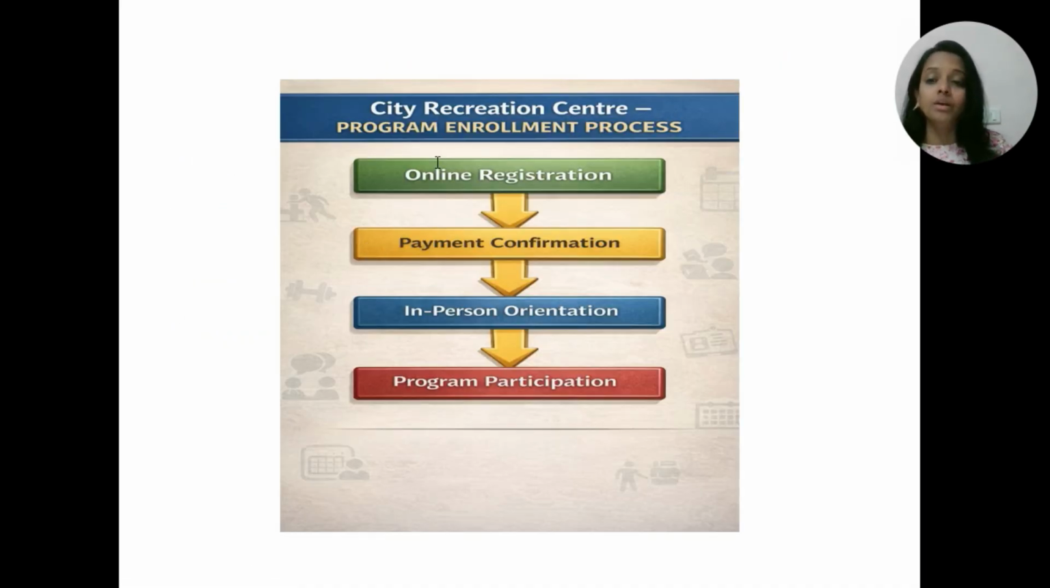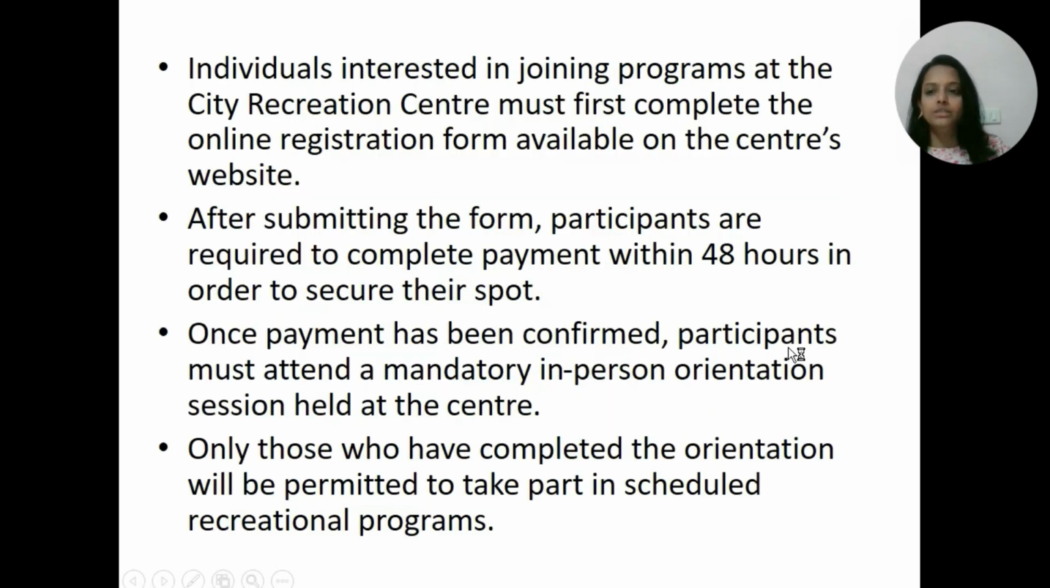So this is a diagram of the City Recreation Center program enrollment process. Just observe this diagram carefully and you can put all the steps that we have discussed so far. Okay? So City Recreation Center program enrollment process: online registration, payment confirmation, in-person orientation and program participation. Let's move on to the text here. So here is the text.